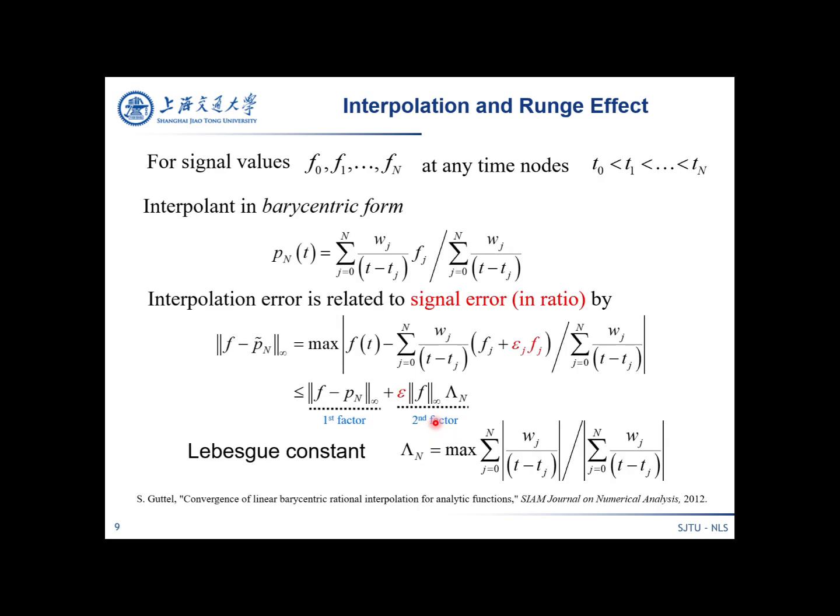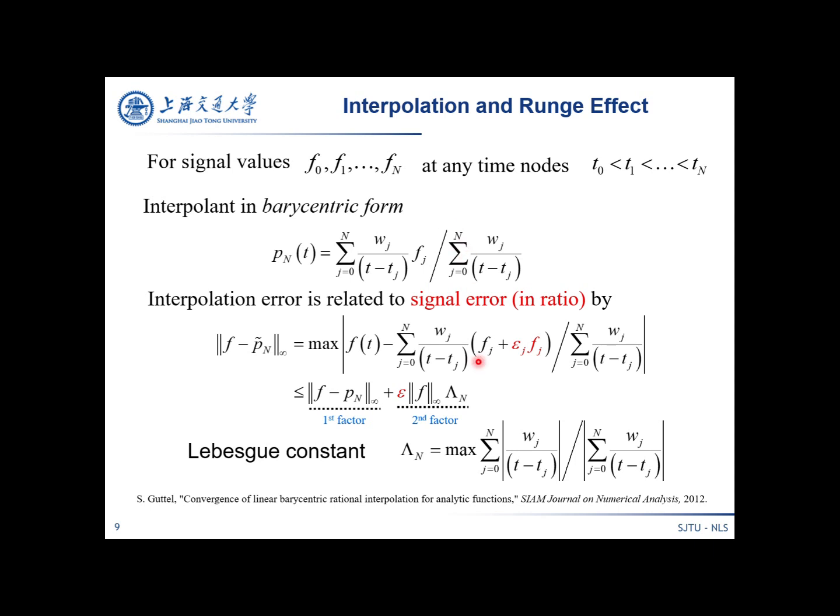For signal values f sampled at time nodes t, the common linear interpolants, such as the Lagrange interpolants, can be expressed in a well-known barycentric form. Different kinds of nodes will have different weights, as will be shown in the next slide. The interpolation error is affected by two factors.